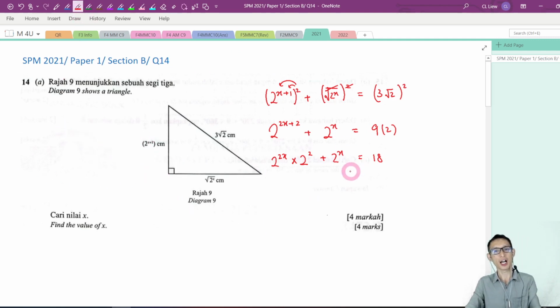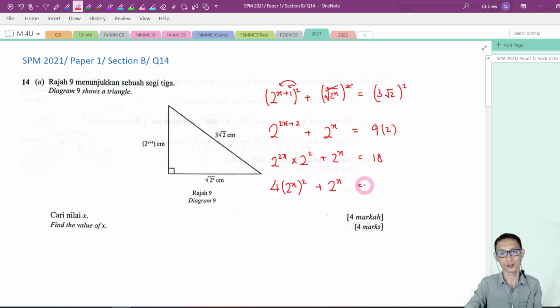Now, try to think, how do we continue? Here, this is 4, right? So I can write this 4, 2 power x to the power of 2. So x times 2, you will get 2x. I just change the way of writing it. I do not change this value. The value is still the same. 2 power x, this one I'm going to move to the left hand side.